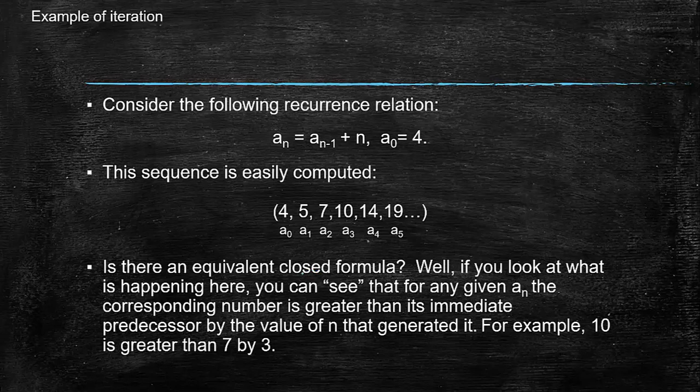So then what a mathematician wants to know is whether there's an equivalent closed formula. Well, if you look at what is happening here, you can see that for any given an, the corresponding number is greater than its immediate predecessor by the value of n that generated it. And that's actually sort of a complicated way of saying that if you look at 10, for example, you can see that 10 minus 7 is 3. 7 minus 5 is 2. 5 minus 4 is 1. And really, that just amounts to rearranging this formula so that it says an minus an minus 1 equals n.